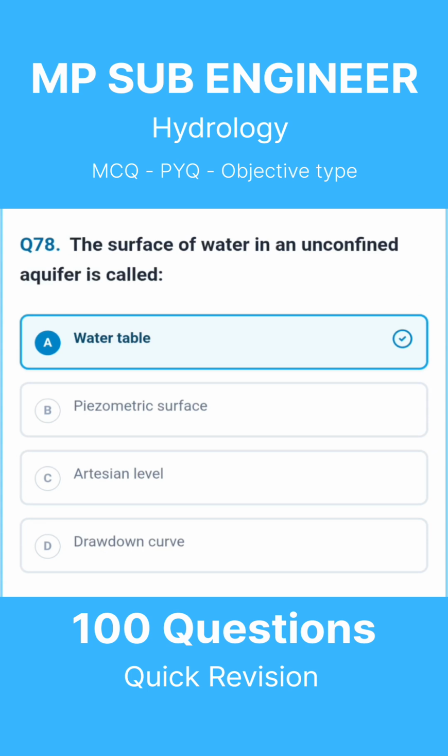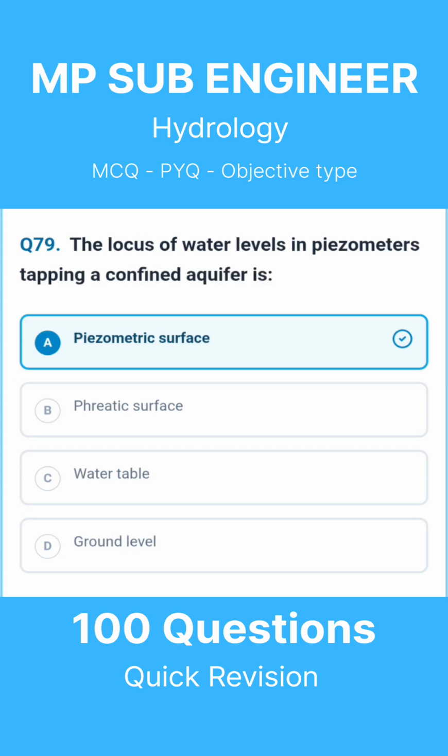Question 78. The surface of water in an unconfined aquifer is called. The correct answer is water table. Question 79. The locus of water levels in piezometers tapping a confined aquifer is. The correct answer is piezometric surface.